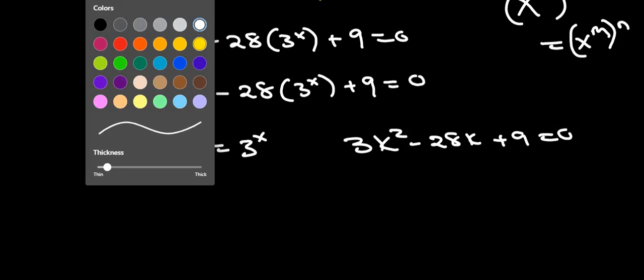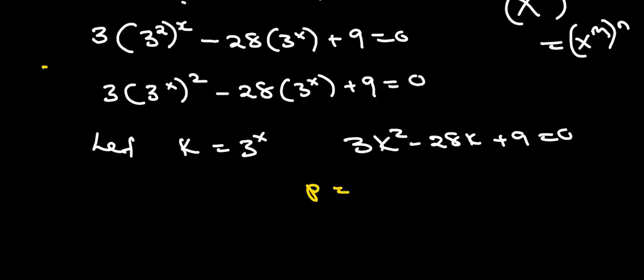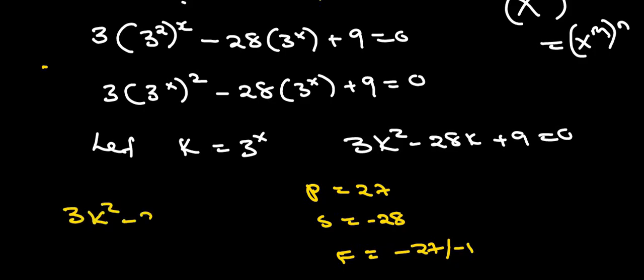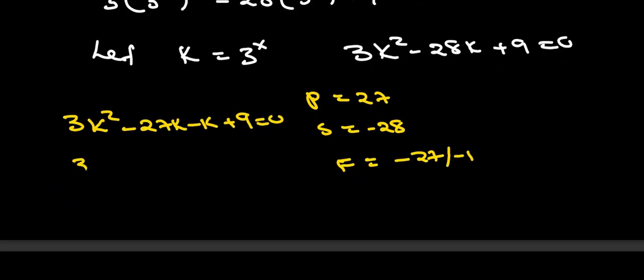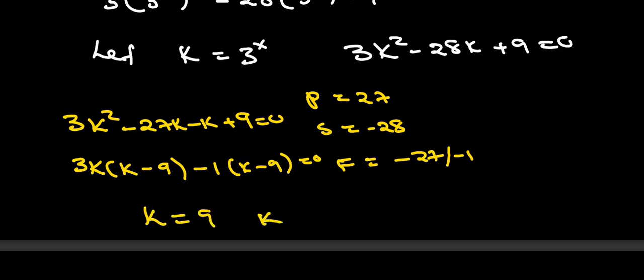The product here is going to be 27. Your product is 27 and your sum is negative 28. So your factors are supposed to be negative what? Negative 27 and negative 1, right? So we'll have 3k squared minus 27k minus k, then plus 9 is equal to 0. From here we have 3k, then k minus 9, minus 1 times k minus 9, equal to 0. We have k is equal to 9 and k is equal to 1 over 3.